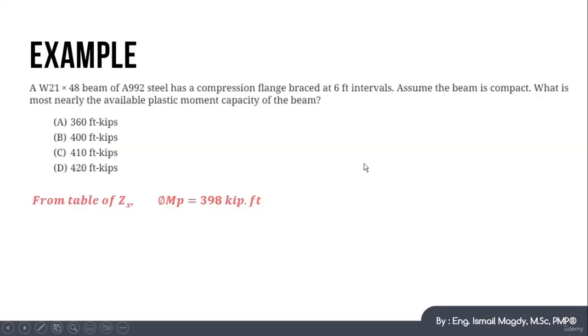So as you can see, we could have solved it using 2 methods, and both methods are very simple. So the answer here is the second option, which is 400 feet-kips. As you can see, this is very simple, and you could have solved it in a few seconds using both methods. But this is in case you have no lateral torsional buckling and the beam is given as compact.